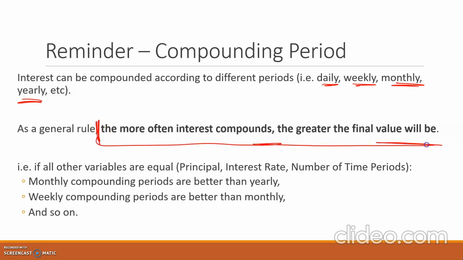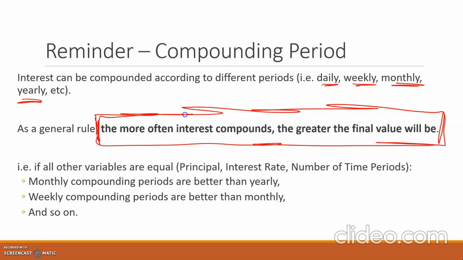Now, as a general rule, this might be obvious to some, the more often interest compounds, the greater the final value of the investment or loan will be. Okay, so the more often we compound, the more often we increase our current value, and therefore we increase our future interest as well. So the more often we get to do that, the steeper and steeper our line will get faster.